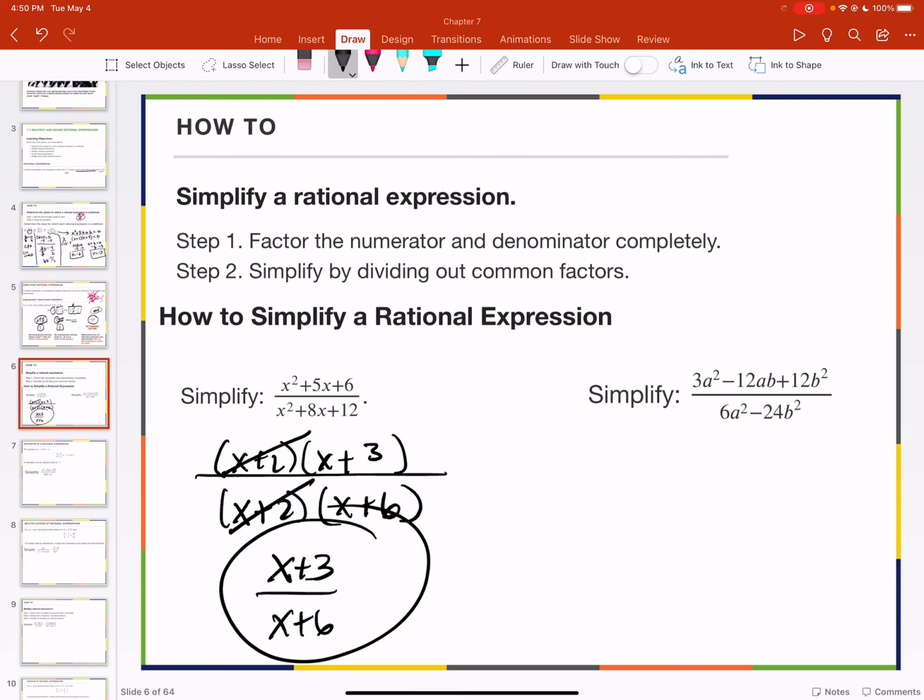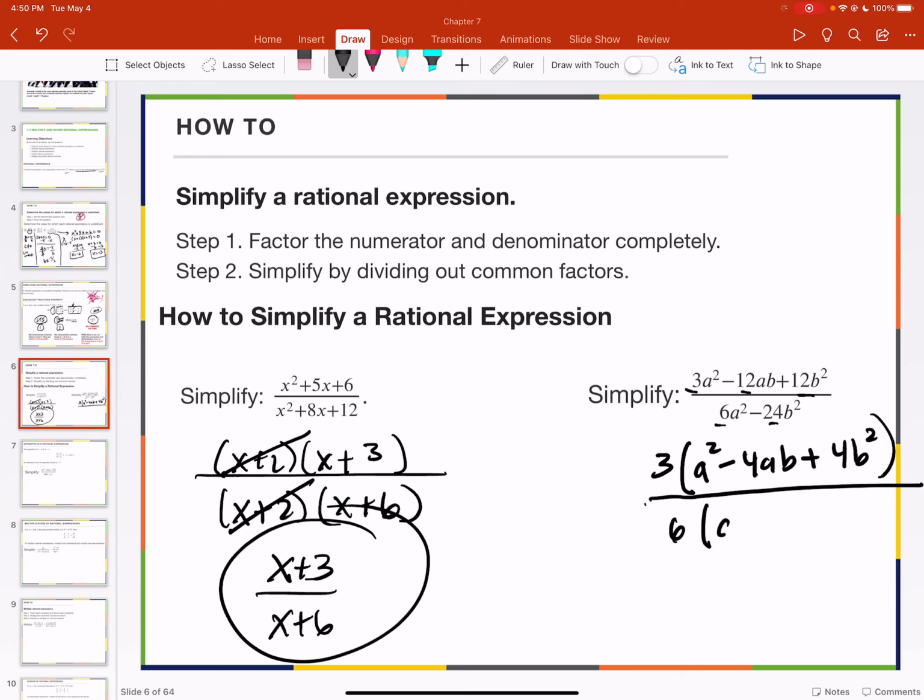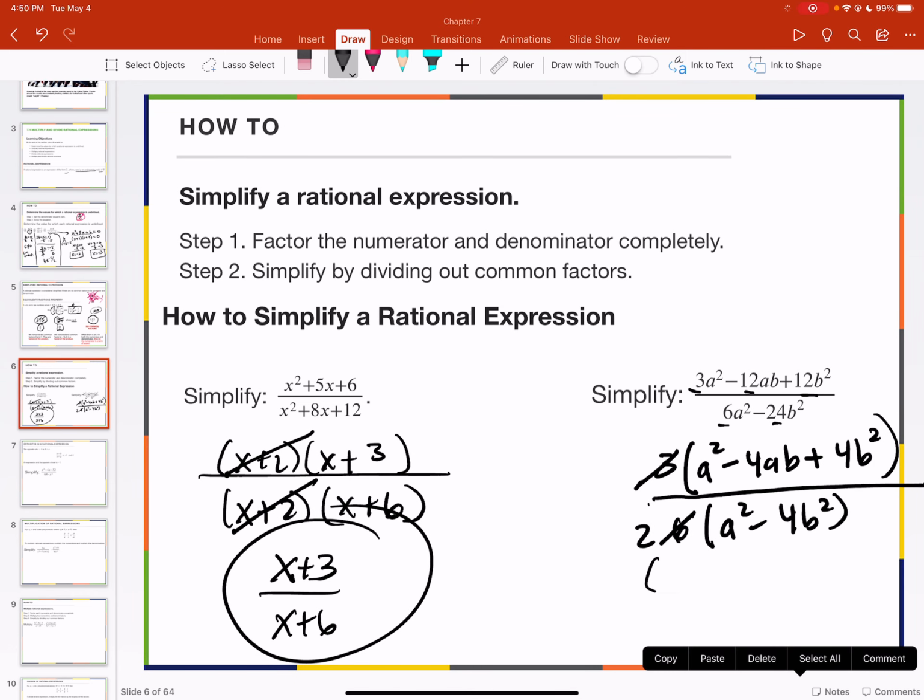Okay, let's see here. I can factor out at least a common GCF of 3, leaving me with a squared minus 4ab plus 4b squared over, and then here I can factor out a 6, and that's going to leave me with a squared minus 4b squared. That simplifies. 3 goes into 6 twice. So then on the top, that's a perfect square trinomial. So that's a minus 2b quantity squared on the top. And on the bottom, it's 2 from simplifying.